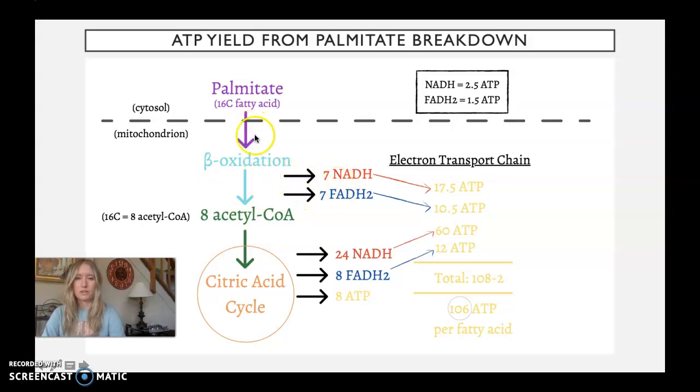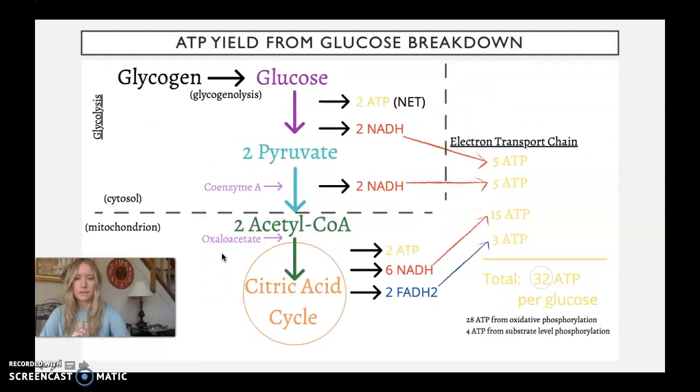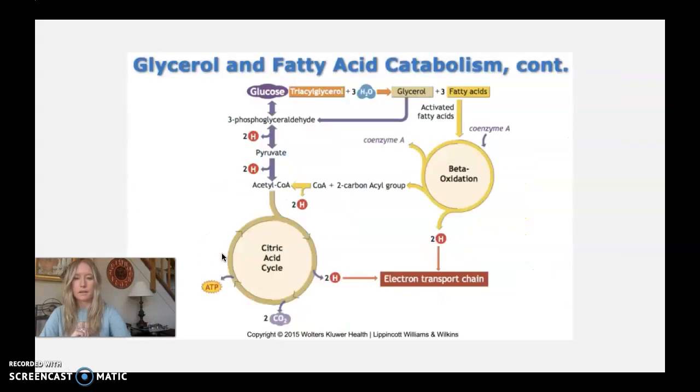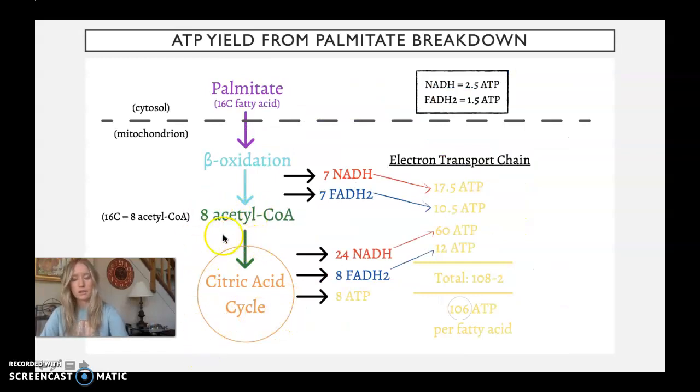Beta oxidation is going to produce 7 NADHs and 7 FADH2s. And then beta oxidation is going to produce 8 acetyl-CoA. There's 16 carbons, so it's about 1 acetyl-CoA per 2 carbons, so that's 8 acetyl-CoA. And then it's not on here, but the oxaloacetate is then going to combine with the acetyls to create the citrates to go through the citric acid cycle and cleave off those carbons and produce 24 NADH, 8 FADH2s, and 8 ATPs.